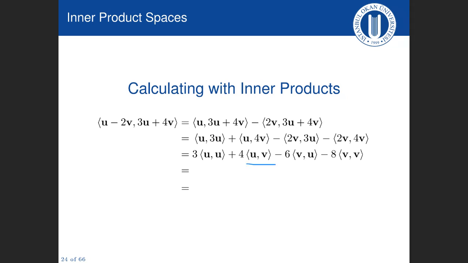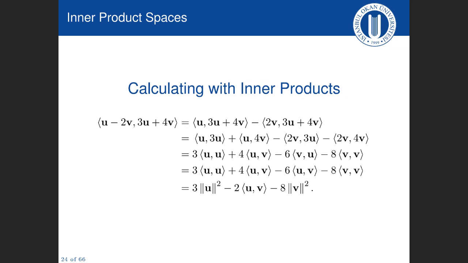Here's an inner product of u and v, here's an inner product of v and u, but these are the same. Turn one of them around, and then we can add 4 to minus 6. I get 3 norm of u squared minus 2 inner product of u and v minus 8 norm of v squared. That's the sort of thing we can do with inner products.